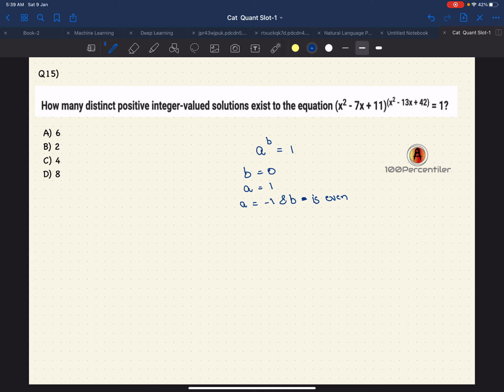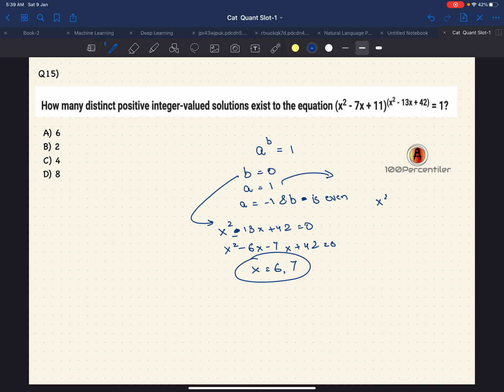So let's look at them one by one. First, this particular condition, we have x square minus 13x plus 42 equal to 0. So x equal to 6 and 7. Now for the second condition, where a is equal to 1, we look at x square minus 7x plus 11 equal to 1. So x square minus 7x plus 10 equal to 0, and therefore x is equal to 2 or 5.